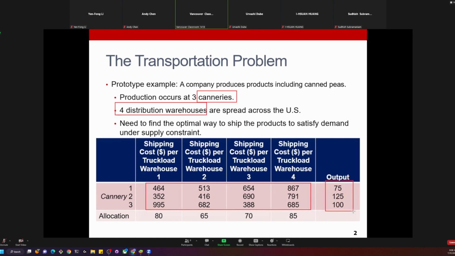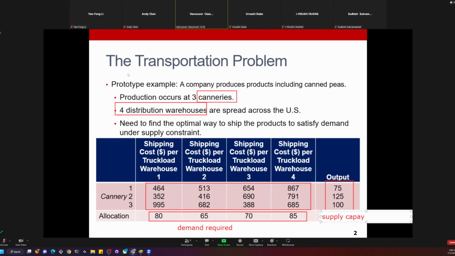So these are the outputs, so the supply capacities. These are the demand, so the number of units required. Demand required. So this will be part of your demand constraints, and you have your supply capacities, which will be part of your supply constraints. So same setup here.